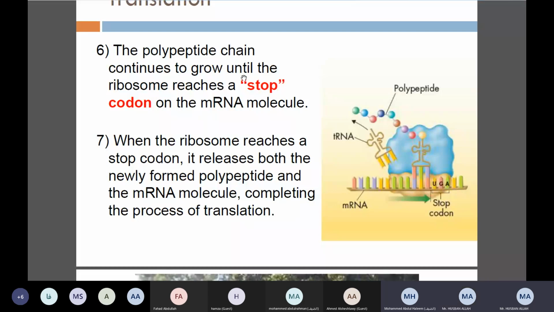In the diagram you have, if you see, the stopping codons we have are UGA, UAA, and UAG, right? So the one which you have in the diagram is UGA. UGA is the stopping codon.